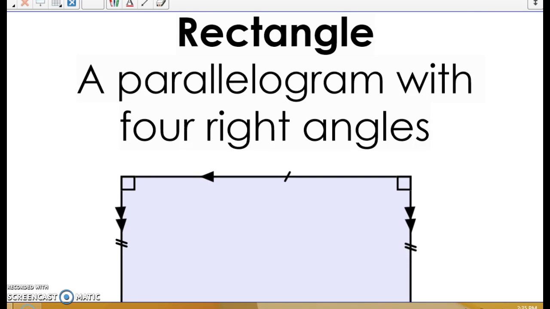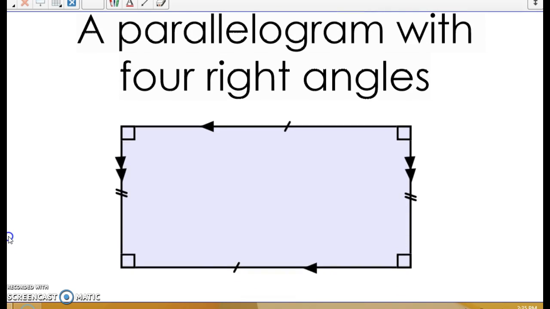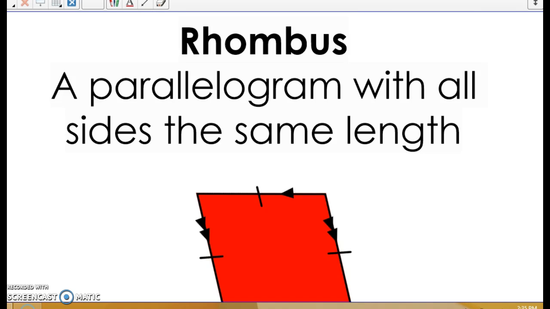Here's a rectangle. A rectangle is a parallelogram with four right angles. So you'll see that they're all 90 degrees. And then you'll see some congruent sides. So this side is congruent to this side. And looking from left to right, these two sides are congruent. So if we were to measure them, they'd be exactly the same. And they're also parallel because they both have these two little arrows going down. So if we were to continue these lines, they would never touch.